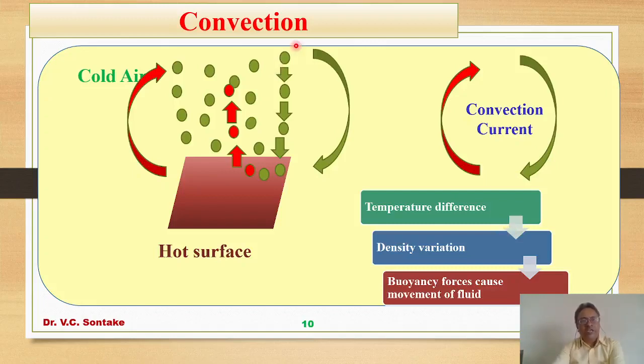So for heat transfer to take place by convection mode, first a temperature difference must be there between the hot surface and the cold medium. This temperature difference causes density variation of the fluid particles. As we have seen, hot and cold particles, density variation is there. This density variation causes buoyancy forces to act on hot and cold air particles, which causes movement of fluid. So these are the three factors involved in heat transfer by convection mode.